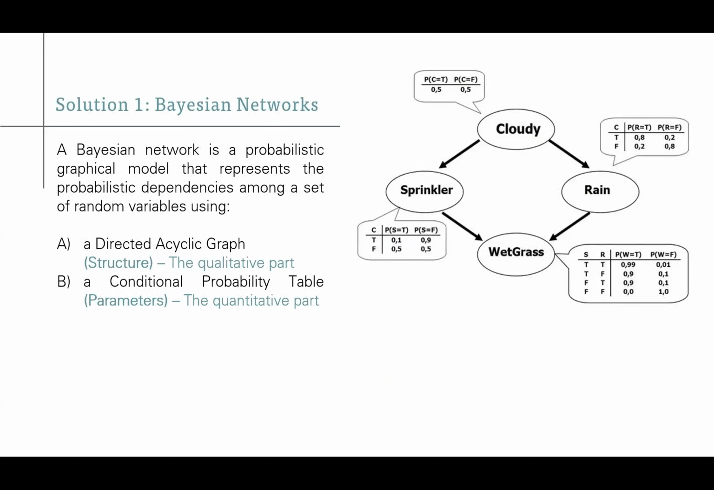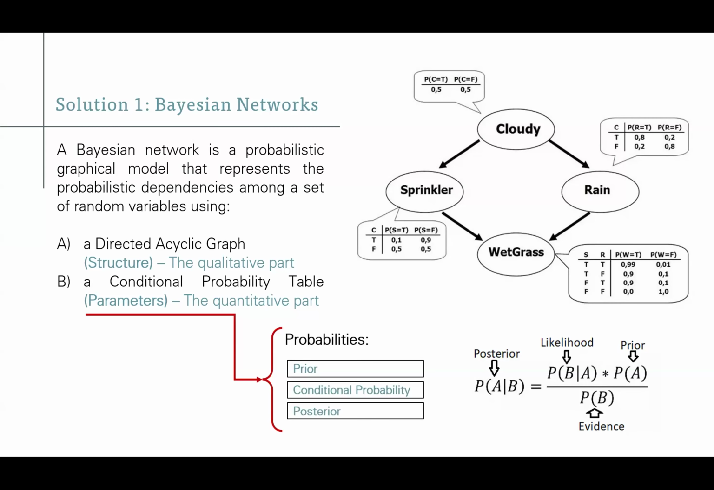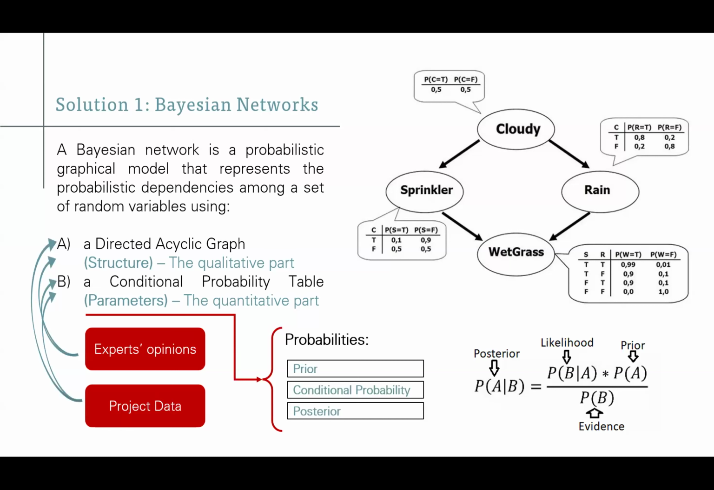The Bayesian network is a kind of probabilistic graphical model consisting of a directed acyclic graph and a conditional probability table that assigns the interrelationship between different factors, in our case different variables and risks, in the form of three types of probability: the prior probability of each node, the conditional probability between these nodes, and the posterior probability, which is learned and updated after seeing evidence. Both the structure and the probabilities can be learned from experts' opinion and project data.